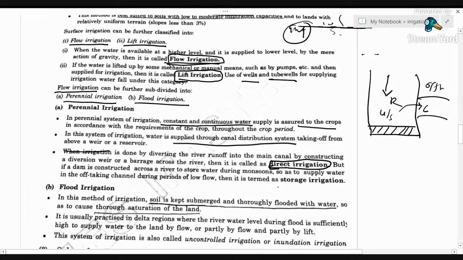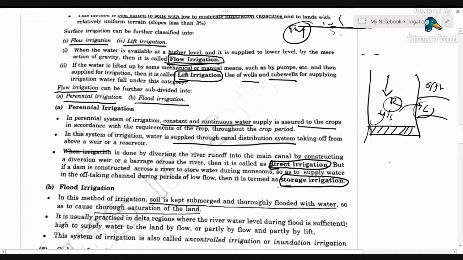Suppose you are designing a new structure which stores the water, and later, based on the requirement, you divert the water from the river to the canal. That is called storage irrigation. So in direct irrigation we are not storing the water; we directly supply the water from the river to the canal. But in storage irrigation, we store the water, like in Hirakud dam, and when there is a requirement, we supply the water. That is called storage irrigation.